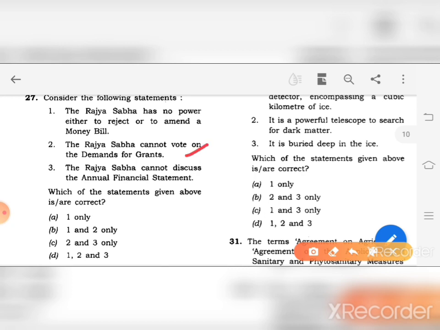It is one of the actions of the Lok Sabha. So the answer for this question is B. 1 and 2 both are correct.